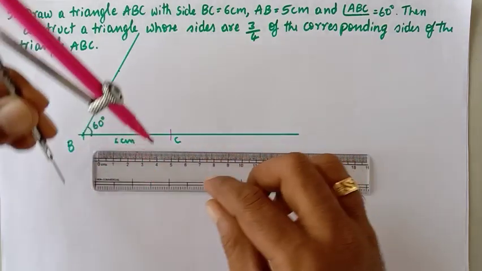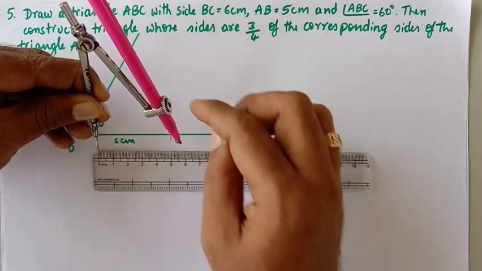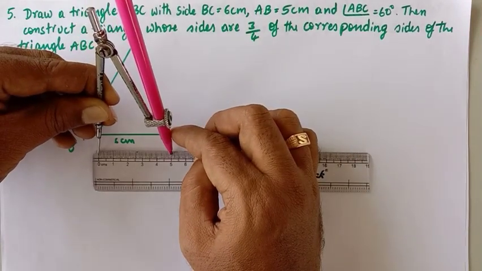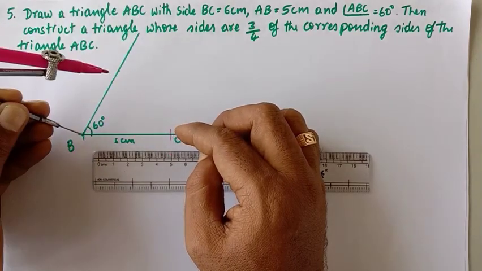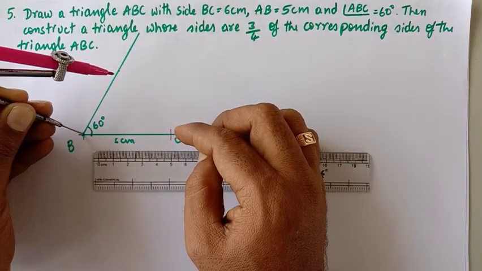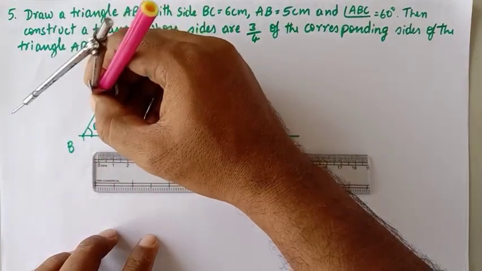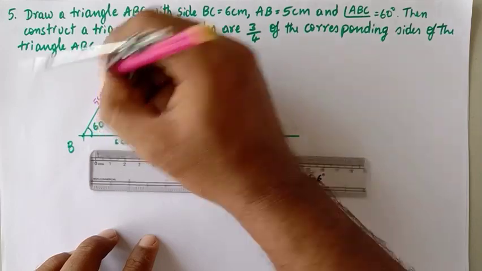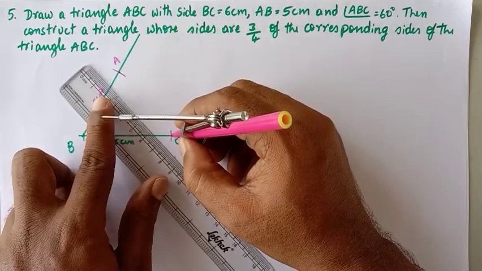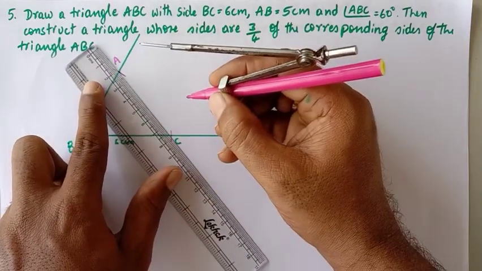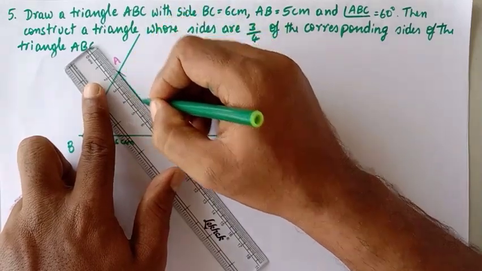As AB is 5 cm, I should mark AB equal to 5 cm. So how to do this means, once again we will be taking from 0 to 5. We will adjust it to 5. You can see carefully. Yes, right. You should mark this from B to A. This is 5 centimeters, and this point is called A. And I will join these 2 points. These 2 points are joined here. A and C are joined here.